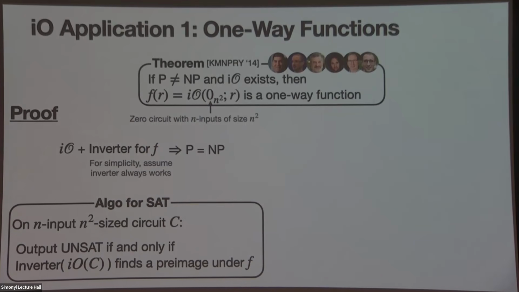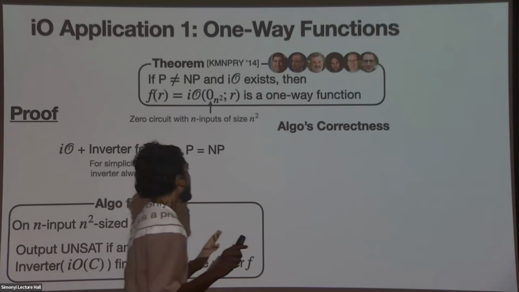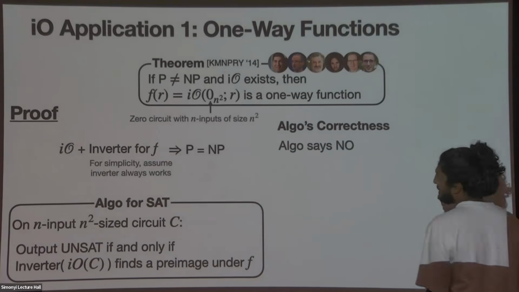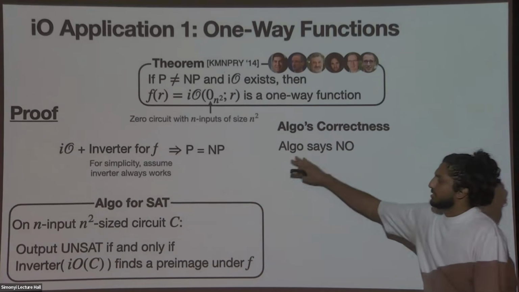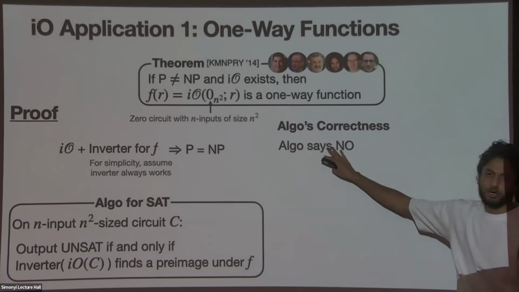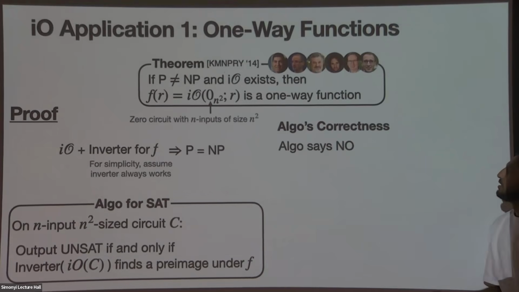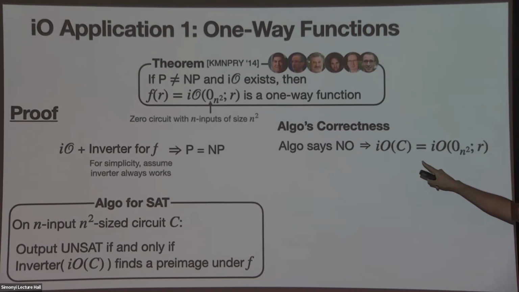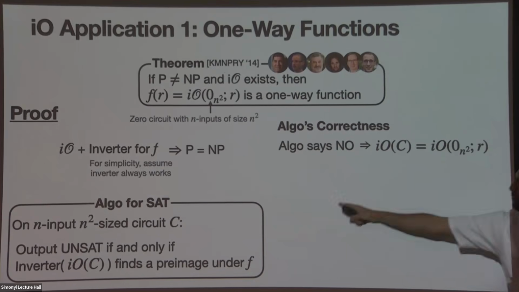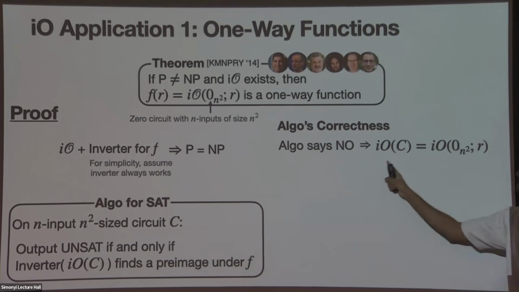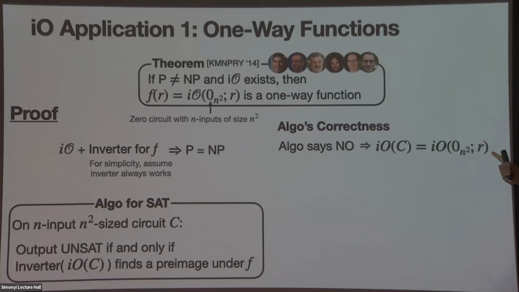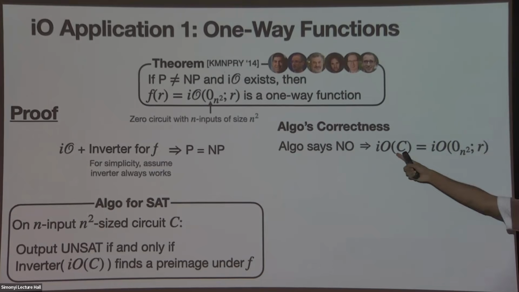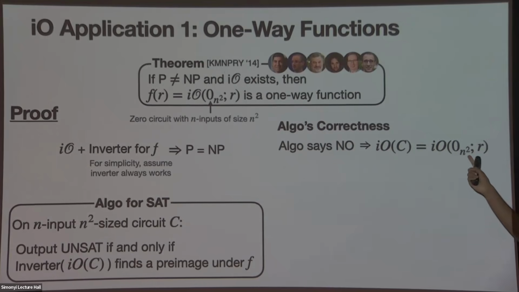We'll do the analysis in a second. All right, correctness. So let's say this algorithm says unsatisfiable, or no, is unsatisfiable. Well, what does that mean? It means that we found a pre-image under F, which means that when we obfuscated C, there existed some R such that when we ran F on that R, which gives you IO of 0 and squared R, these two are equal to each other, right?